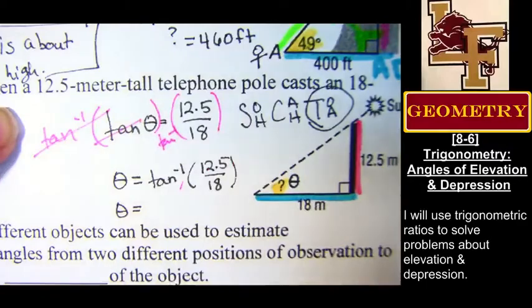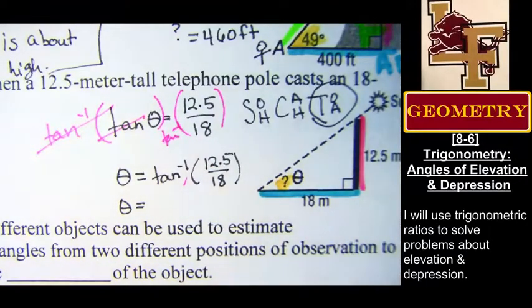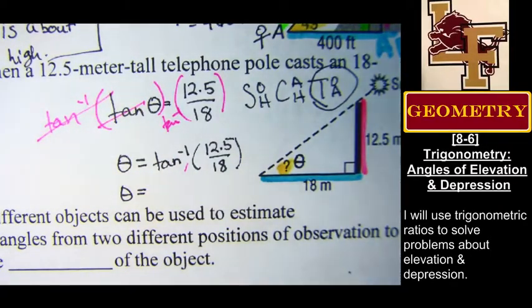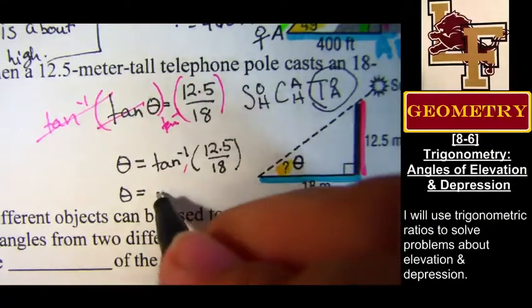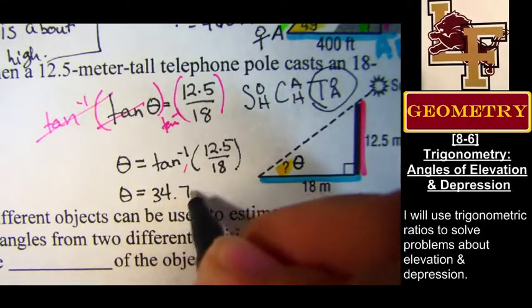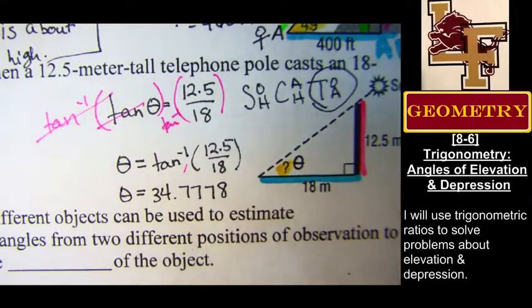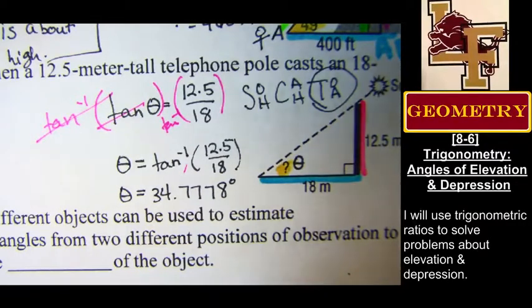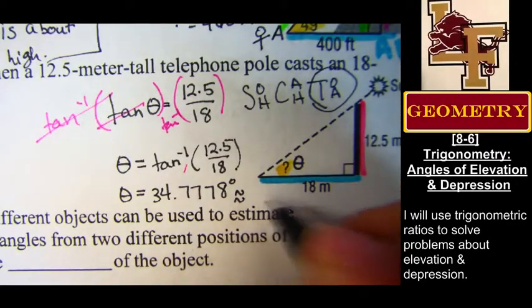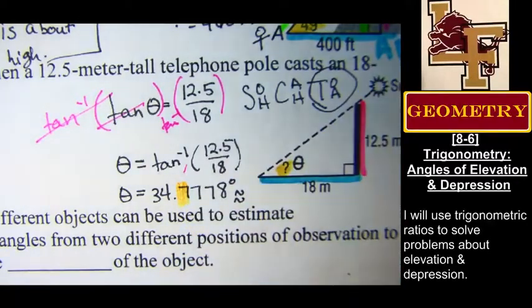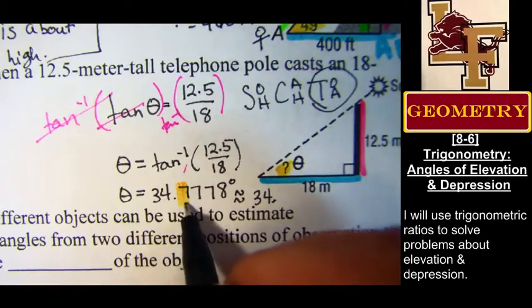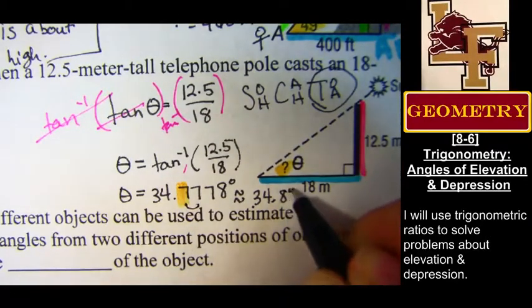These cancel because I have the thing and its inverse next to each other. And then the inverse gets applied here, which then I can just stick in my calculator. Okay? All right. And then now give me your number. 34.7778. Confirmations? All right. Let's round that to the nearest tenth. We're going to round to here. So 34.8, there we go.